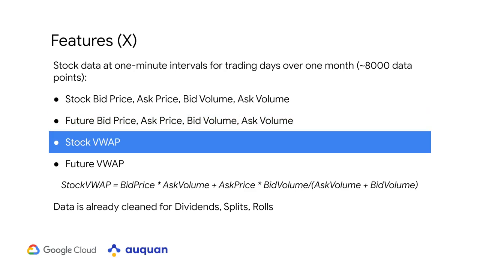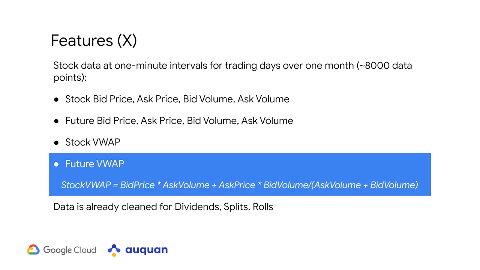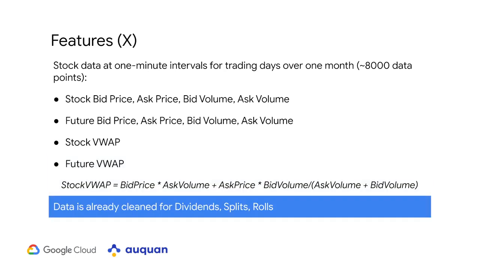To calculate a stock's VWAP, we multiply bid price by ask volume, add it to ask price multiplied by bid volume, and divide the whole thing by the sum of ask volume and bid volume. Similarly, we get the same for the future VWAP. In many cases, you will have to get this kind of data from multiple sources, clean it, and make sure it's adjusted for dividends, stock splits, etc. The good news is that the data is already cleaned for dividends, splits, and rolls from Aquant.